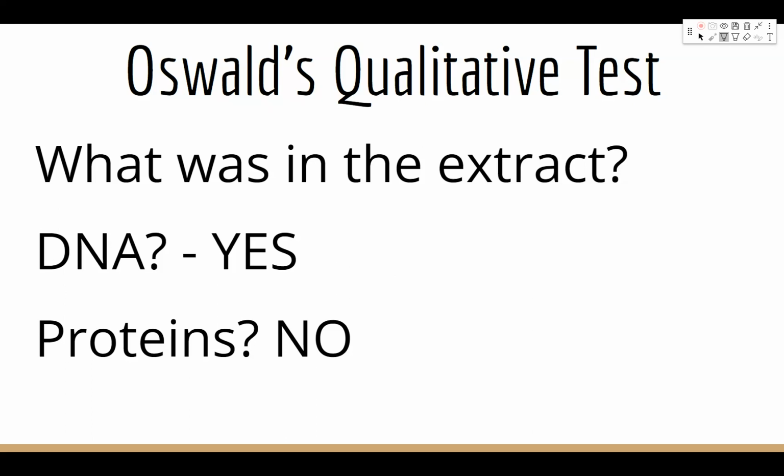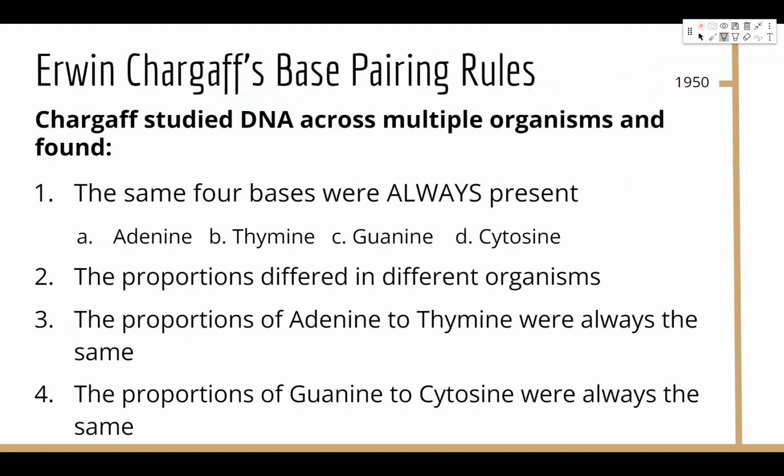Because we know that DNA is getting more important, we are having people spend a lot of time studying DNA. Specifically, a guy named Erwin Chargaff. He took DNA and he was looking at it, and he found 4 big ideas. So, we're in 1950, down at the bottom of the second page. 1950, Erwin Chargaff's base pairing rules.